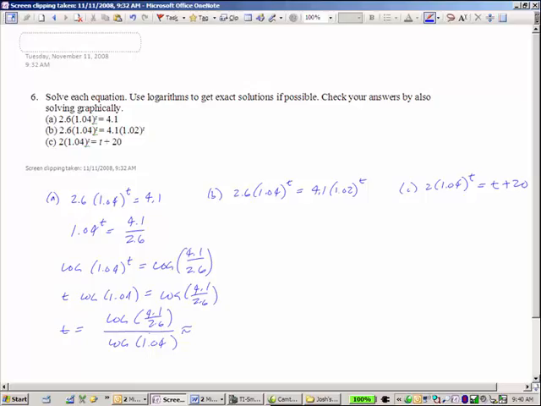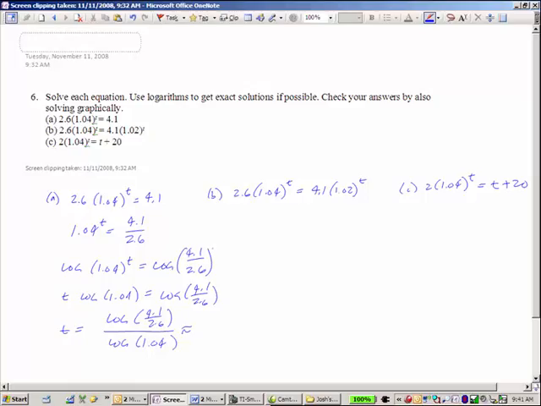Okay? Yeah, Keith. You get a different answer if you have log 4.1 divided by 2.6 than if you did log 4.1 divided by log 2.6. Are you saying if you do 4.1 and then divide by 2.6 and then take the log, that's going to be exactly the same as doing the log of the quantity 4.1 divided by 2.6? It is. It's going to be the same.